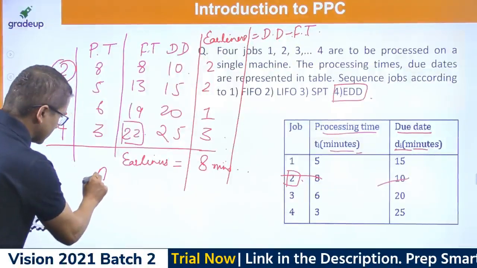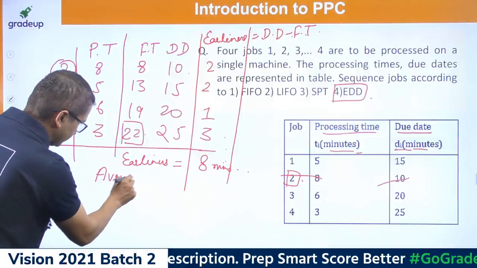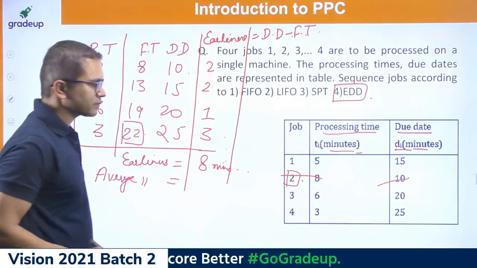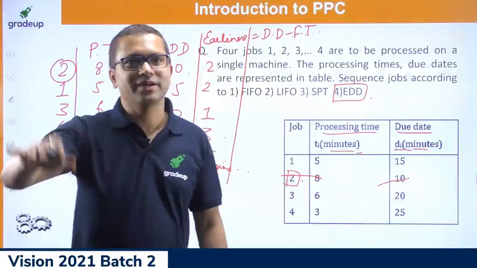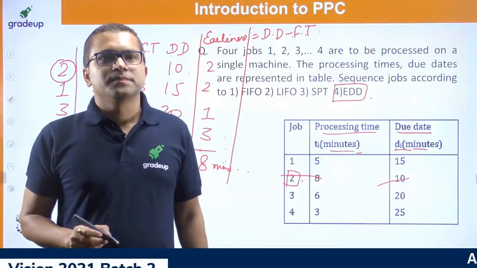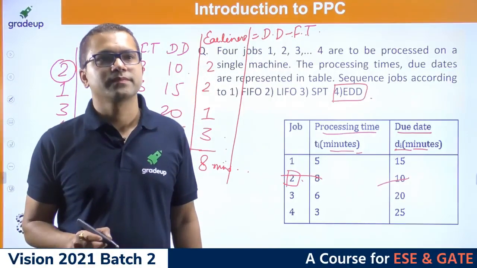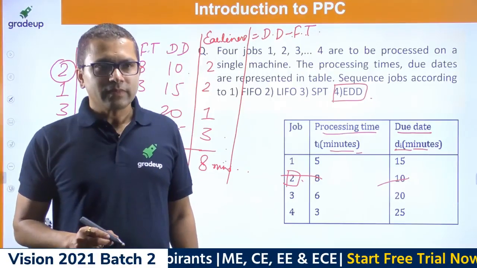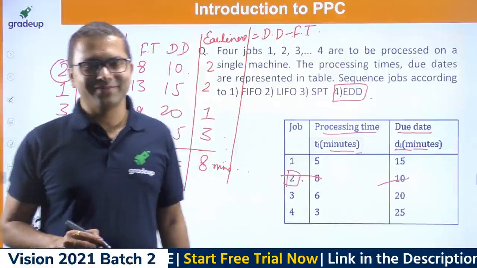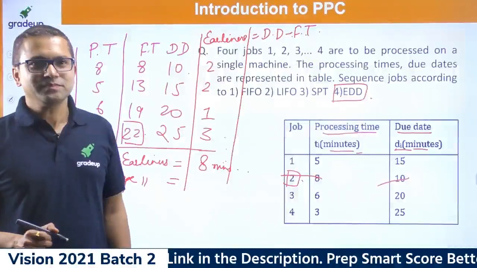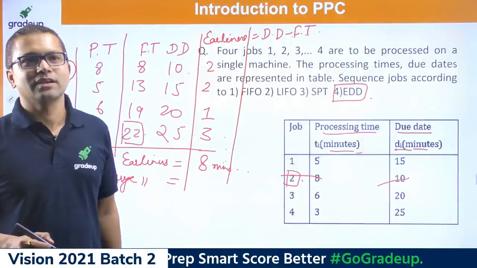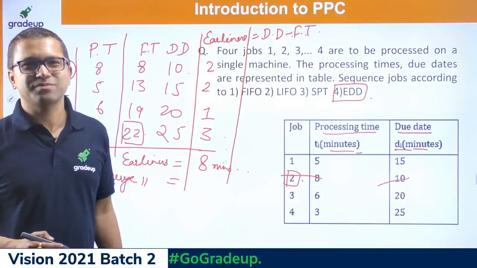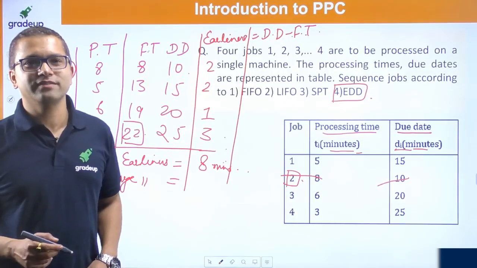Now average earliness, if we talk about, what should that be? Just type in your answer, guys. How much should be average earliness? Is it going to be 2? Is it going to be 8 upon 3? Is it going to be 3.25?